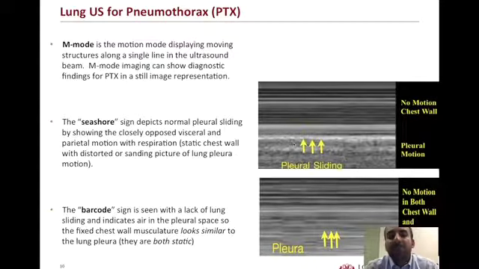When you have absence of this pleural sliding, that would present itself as the barcode sign. So when the chest wall imaging matches the pleural imaging, indicating that there's a barcode-like pattern throughout the ultrasound M-mode image, that's a concern that you have absence of lung sliding.